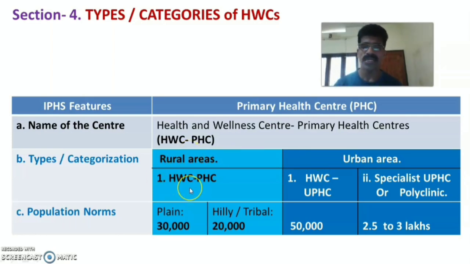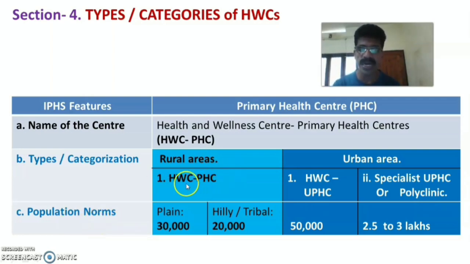In rural area, the primary health center is known as health and wellness center, primary health center. In urban area, there are two primary health centers. One is health and wellness center, urban primary health center, and the next one is specialist urban primary health center or polyclinic. Then the third point is the population norms of the primary health center.